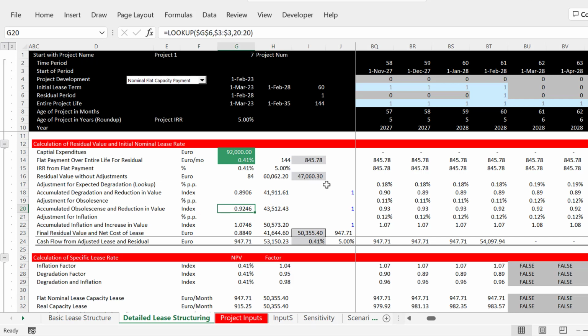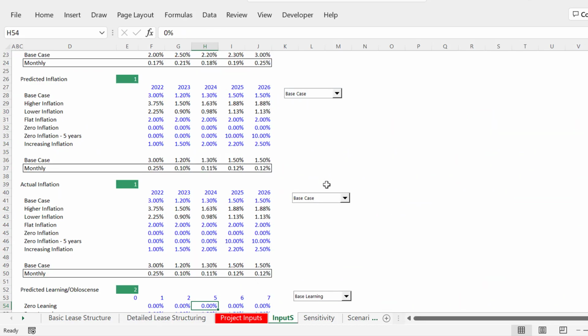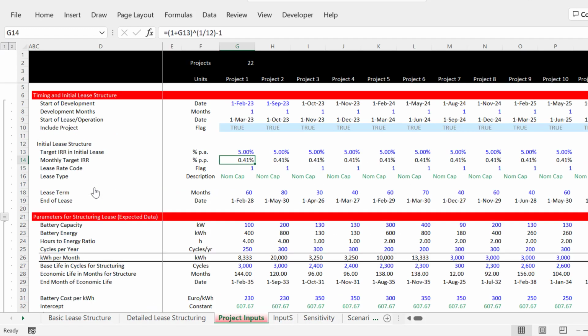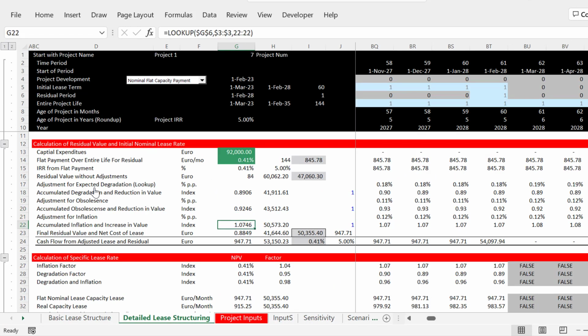And then we have the same thing for the other one. Now, just to skip ahead, if I use a case that has a higher degradation, no, that's actual degradation. Let's not go there yet. We could put a different expected degradation in here. This is when we're structuring our lease. We don't know what the actual is yet. That's a risk we have to take. We don't know what the actual obsolescence is, but we've got to put something in. We can't get around that.